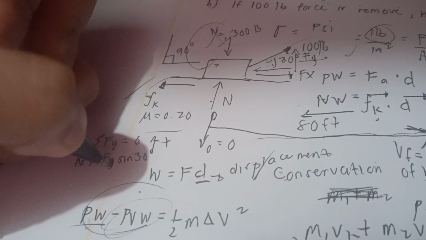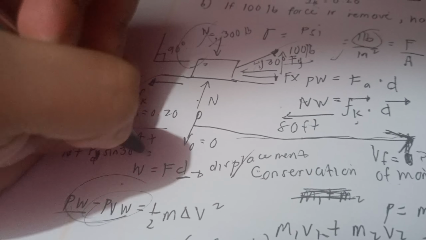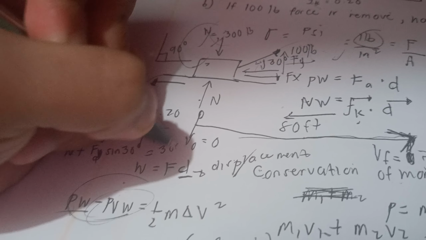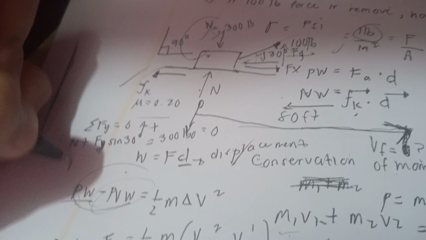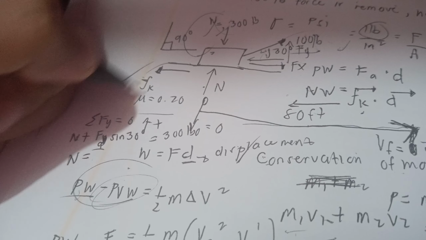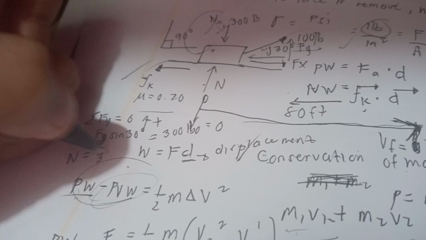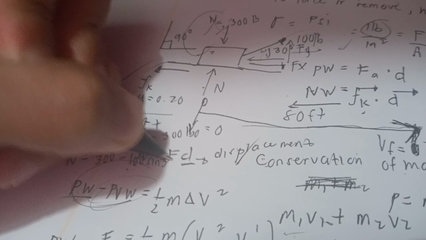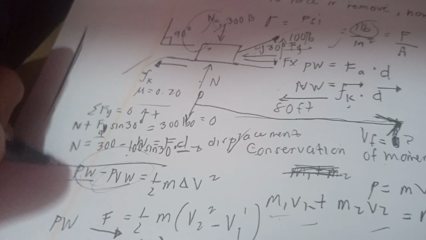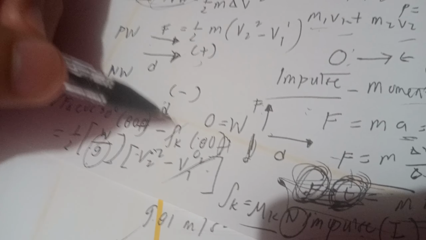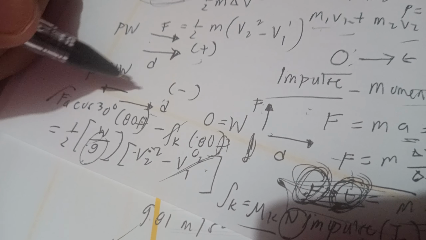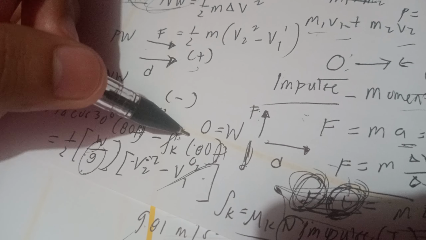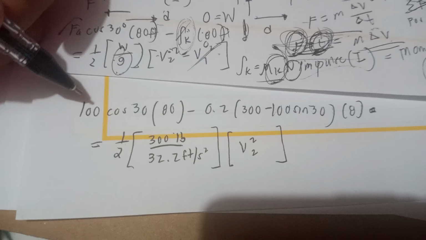Ngayon, Fa pala. So ngayon, equal siya saan? Downward na 300 pounds. So, N is equals to, itong Fa given naman na 100. So 300 minus 100 sine 30. Yan yung N mo. Substitute mo lang dito. Multiply mo pa sa mu sub k.